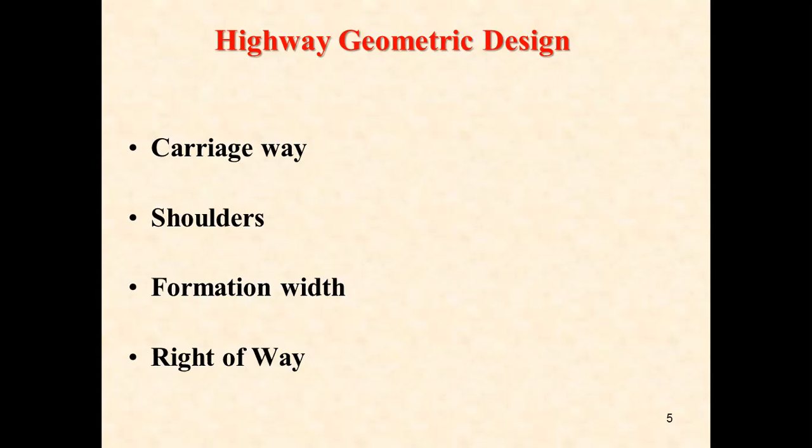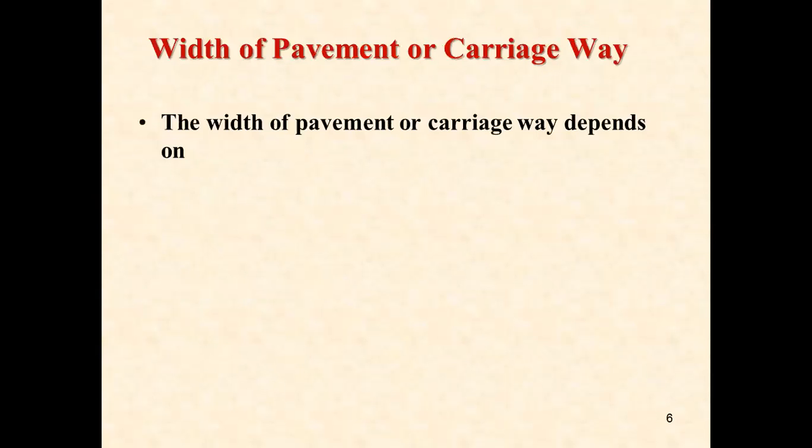What is meant by the carriageway? What is meant by the shoulders? What is meant by the formation width? What is meant by the right of way? The carriageway, or the width of pavement. The name carriageway is given because it carries the roadway vehicles. So what width do we have to provide?